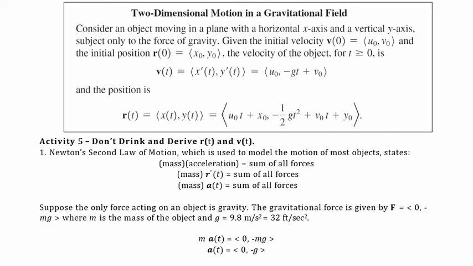In this video, we're going to look at two-dimensional motion in a gravitational field, which is summed up in this box here. But we're actually going to see where all this comes from and derive these vectors. So let's start with the given information.